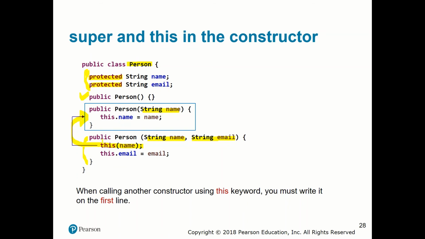Okay, so this is used like this, and when calling another constructor using the this keyword, you must write it on the first line. So if you interchange these two lines, then a compile error will occur. Always this should be the first line in the constructor, like this.